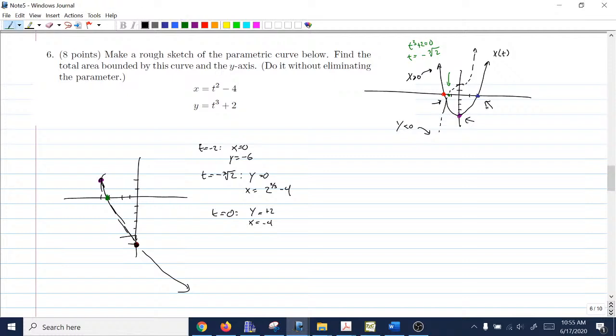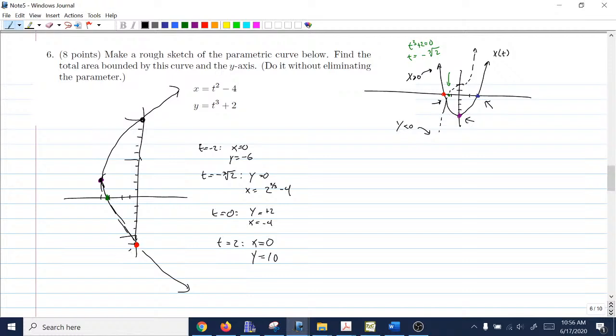My last point of interest is this blue point, which is at t equals 2. I get an x value of 0. I get a y value of 2 cubed plus 2, which is 10. So if this is 1, 2, this is real ugly. 1, 2, 3, 4, 5, 6, 7, 8, 9, 10. There's our point. And after that, x's and y's are staying positive and they're staying increasing. I get something like this.